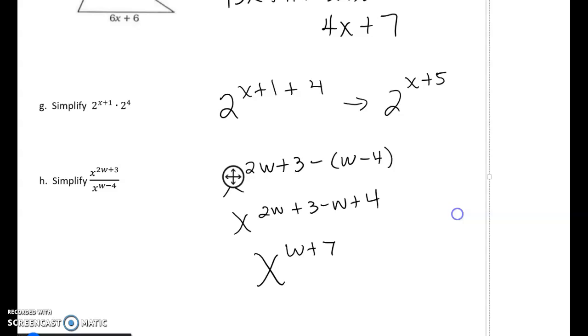With the last two examples, we're going to use those exponent rules that we learned earlier in the unit. Multiplying the same base, I keep the base and I add the exponents. For here, because we're doing division, we're going to keep the base and subtract the top minus the bottom exponent. And because we are subtracting a polynomial, we need to add the opposite. And then we combine like terms.